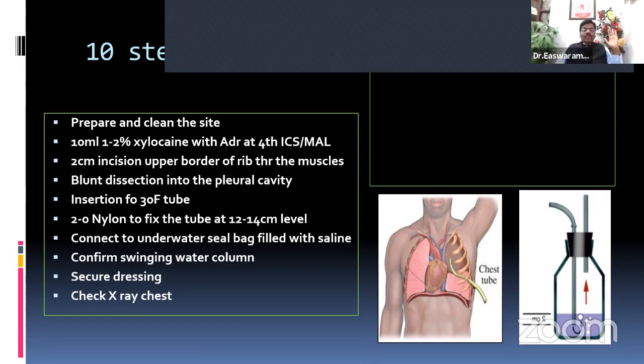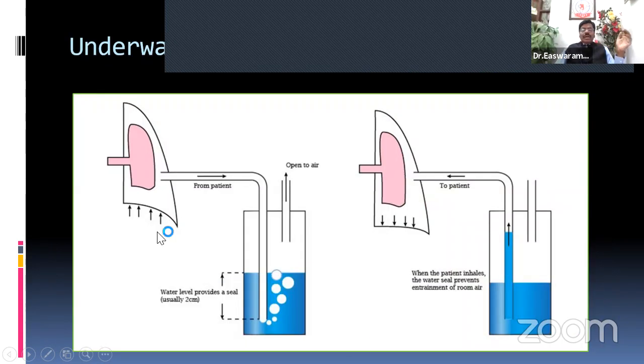Okay, and if it is only for a pneumothorax, the tip of the tube can be placed in the apex. If it is for a hemothorax or a fluid, it can be placed here towards the base. So that is up to you. There are 10 steps, and as I said before, this is the way it should be.